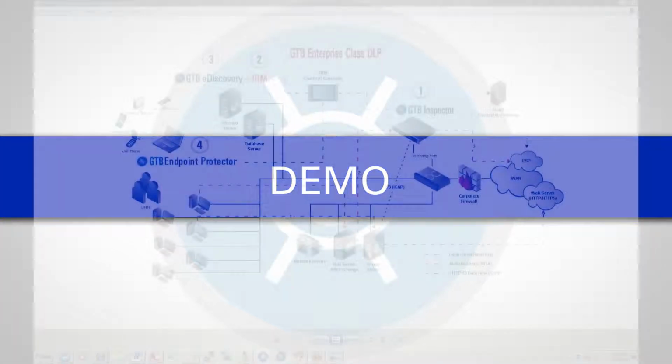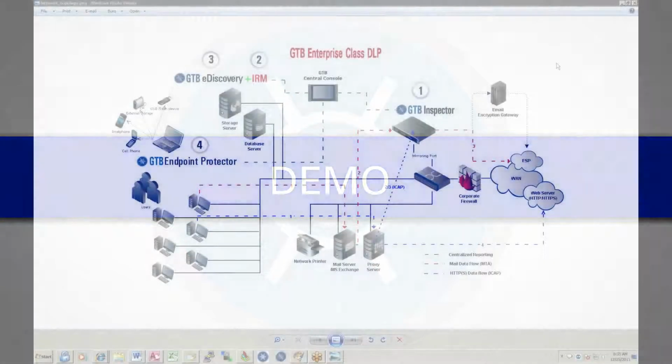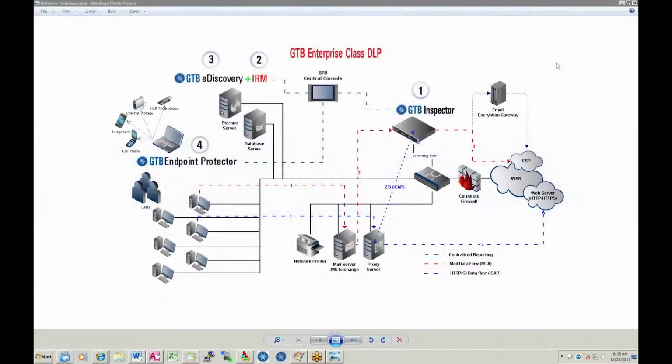In this demonstration, we're going to display the network DLP of the GTB DLP suite. What I will be showing in the next several minutes is how the GTB inspector is able to perform real-time data classification on any data that is leaving the network, and then identify a DLP policy violation, and then accordingly automatically enforce the policy based on the DLP violation.